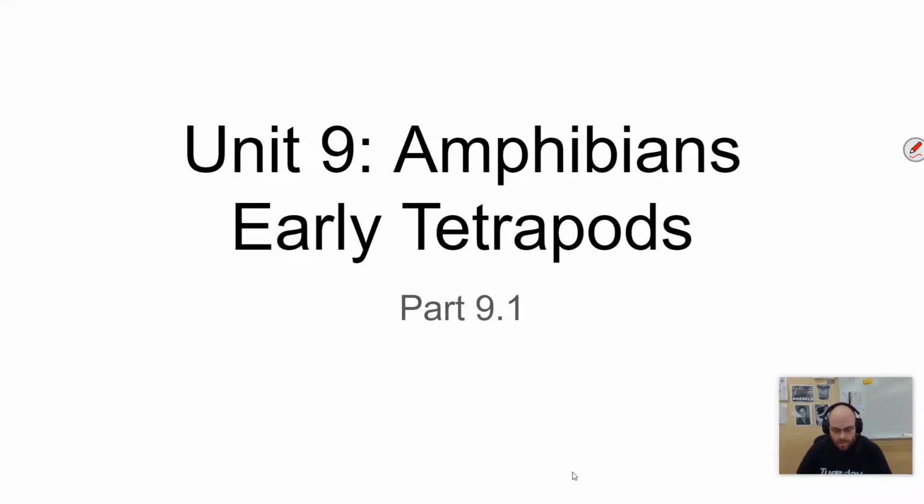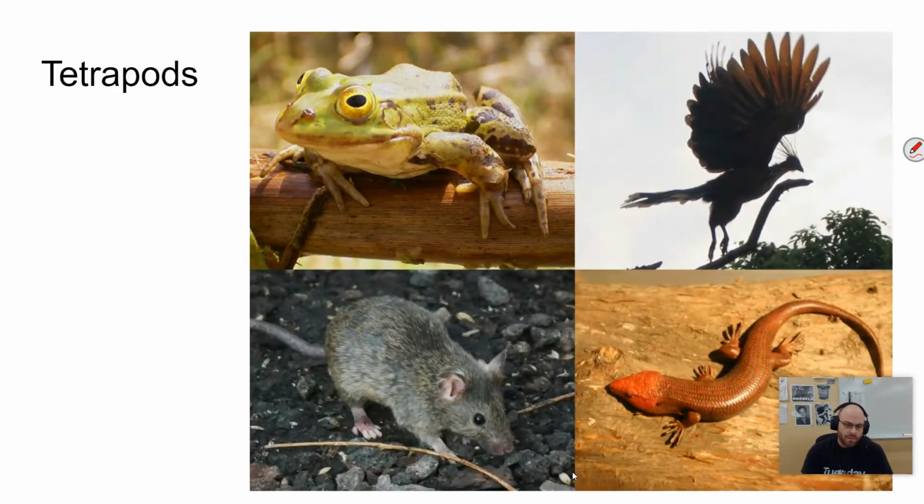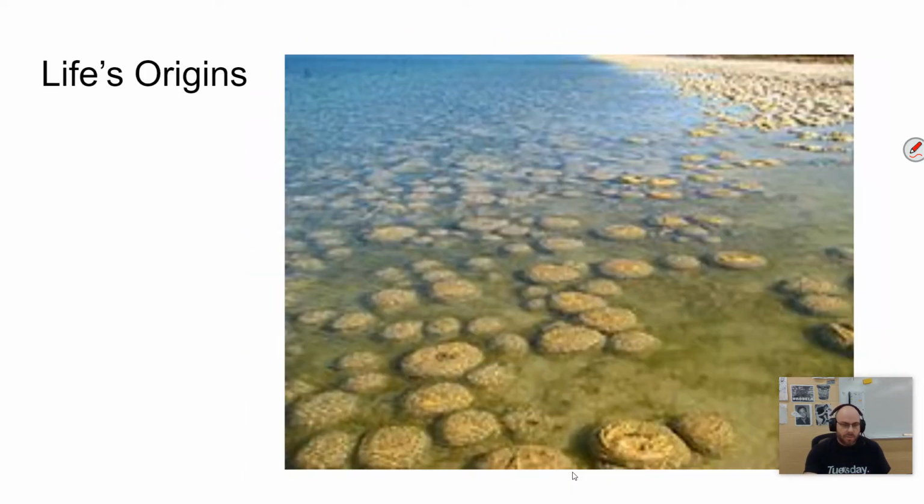All right, so in this video, we'll begin Unit 9 on amphibians. And before we can do that, we need to talk about early tetrapods. And a tetrapod is just something that has 4 feet, right? So it could be a frog, could be that bird thing over there. Even though birds only have 2 feet, they still have 4 limbs. And mouse and that lizard there are all examples of tetrapods. And so understanding how tetrapods moved onto land is important.